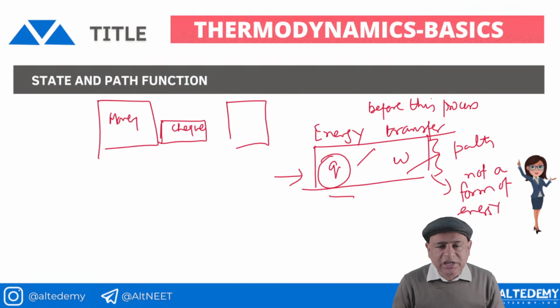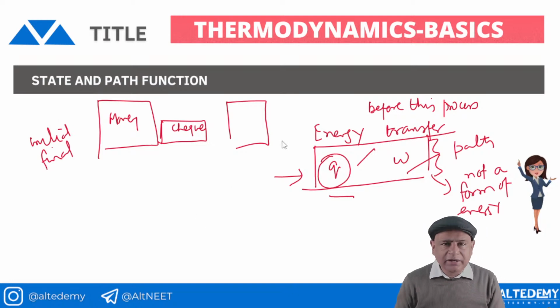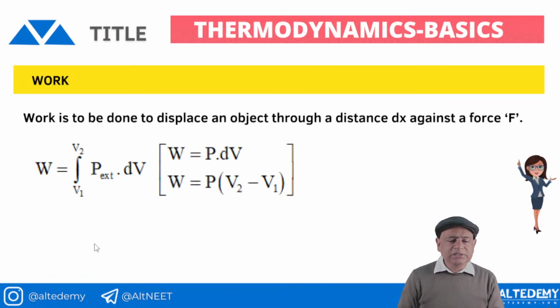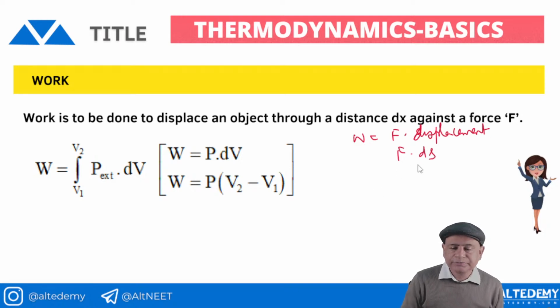And all the rest of the functions are state functions. State functions are those functions whose value depends upon the initial and final state only. There are many parameters to ascertain state and path function. Here I told you, look, work done, you have studied in physics, force into displacement. Force into displacement, you must have heard it. F dot ds, we write.